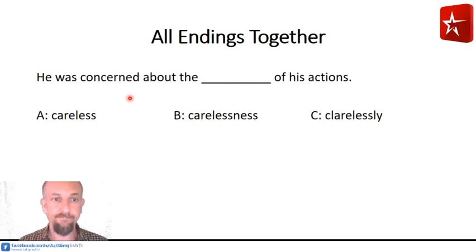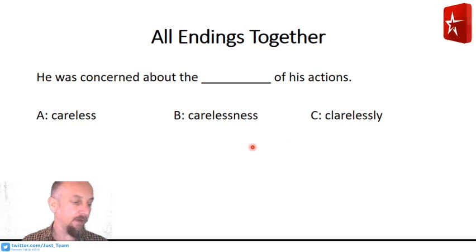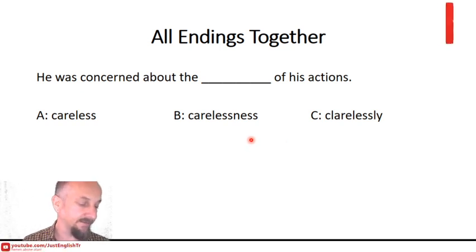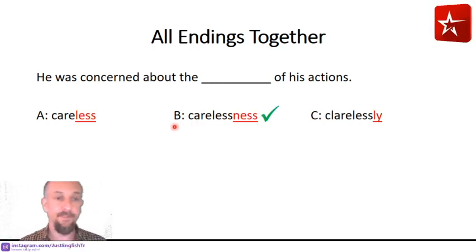Okay, and the next one. He was concerned about the ___ of his actions. A, careless, B, carelessness, or C, carelessly. Very good, Aynur. Yep, Mr. Umit, that's correct. But what about this one here? Okay, Gonca. Hey, welcome back, Gonca. Nice to see you back in the lesson. Eren says B, Gonca says B, Onur says B. And the answer is yes, of course, it's B.